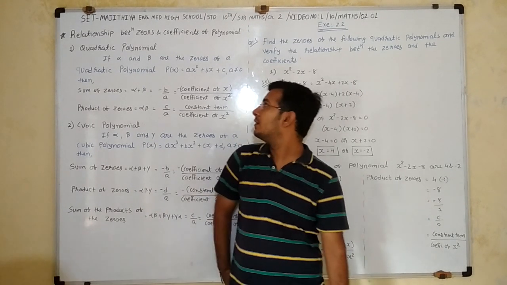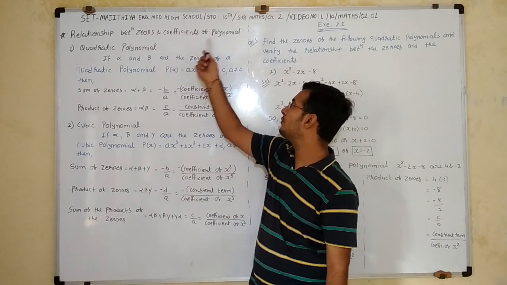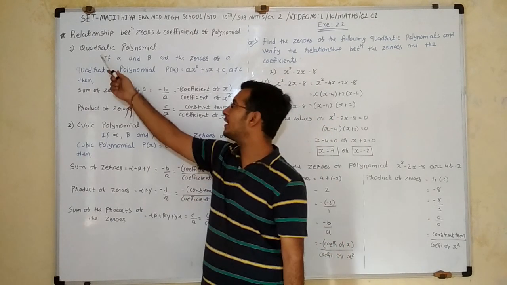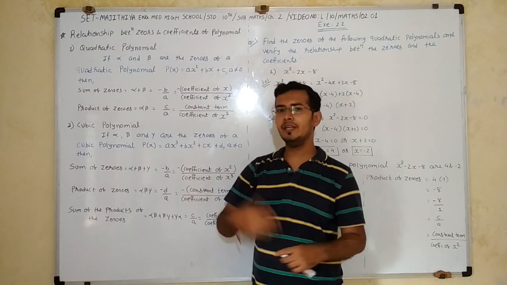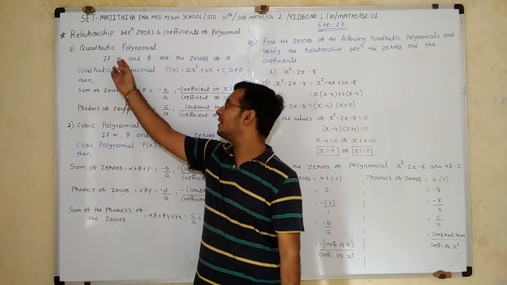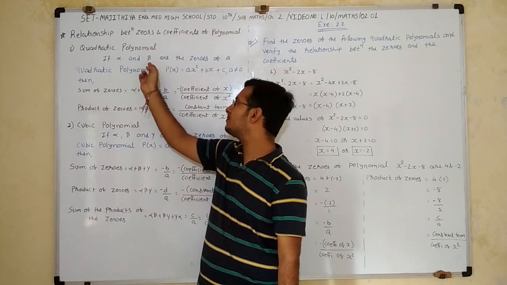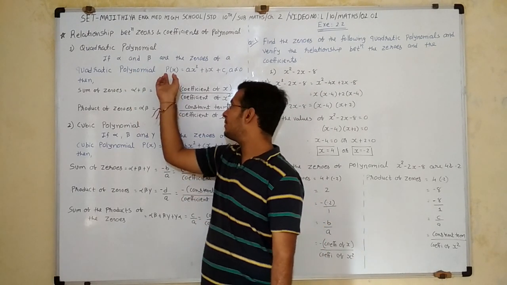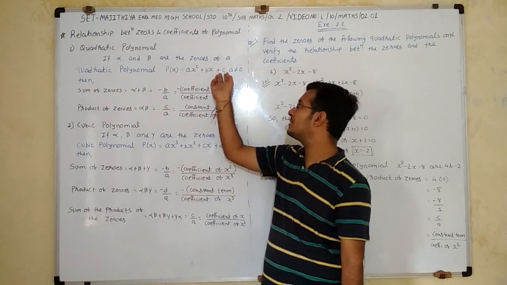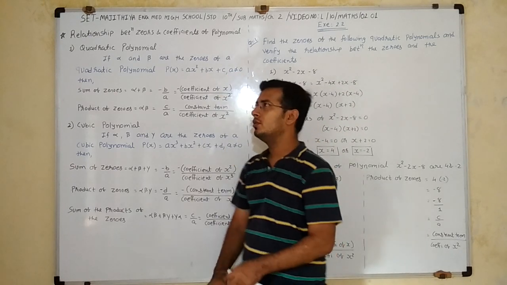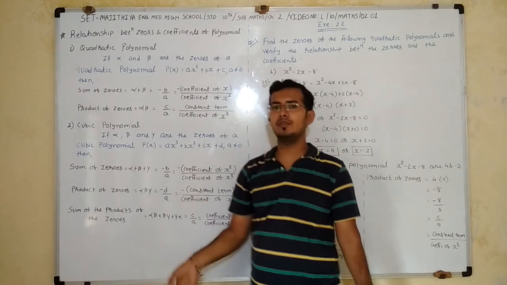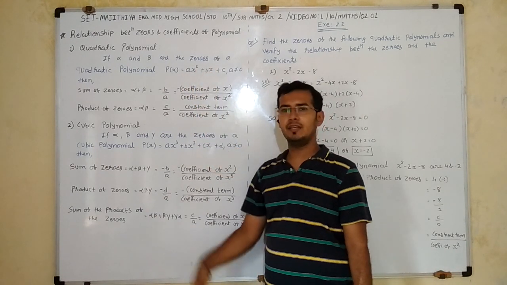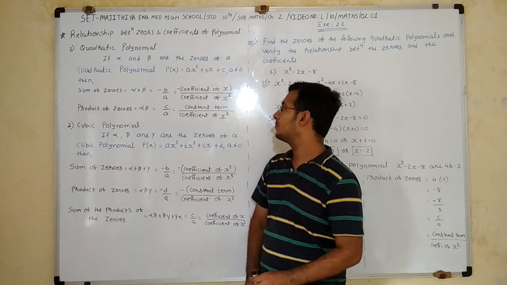A new topic: relationship between zeros and the coefficients of a polynomial. In that, first there is the quadratic polynomial. Okay, if we take alpha, read as alpha, and beta as the zeros of the quadratic polynomial, and the quadratic polynomial is ax square plus bx plus c, where a is not equal to 0. Why is a not equal to 0? If we take a equal to 0, then it becomes a linear polynomial. That's why a is not 0.